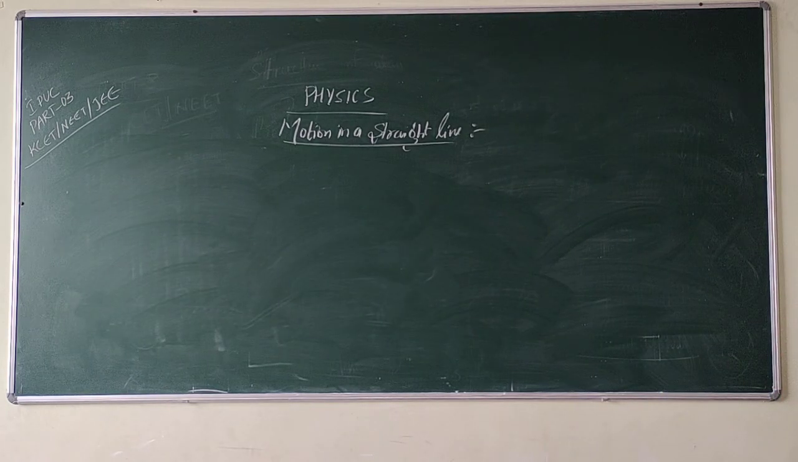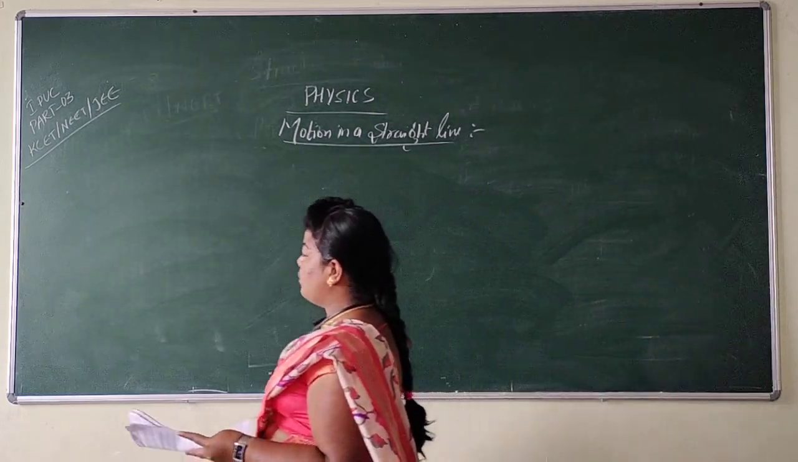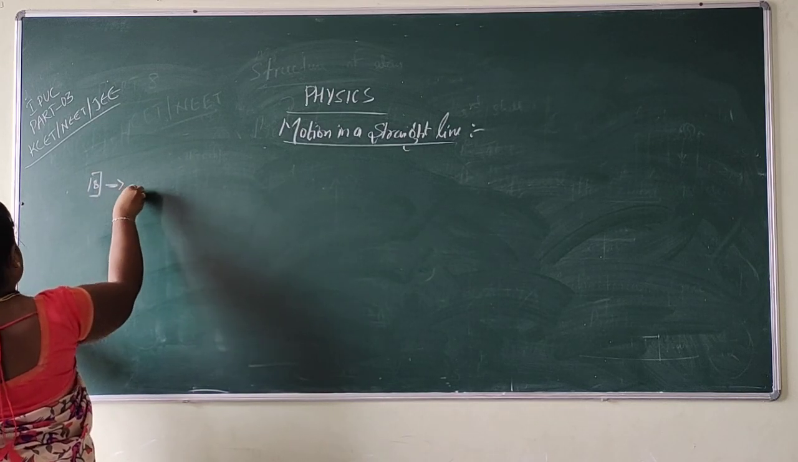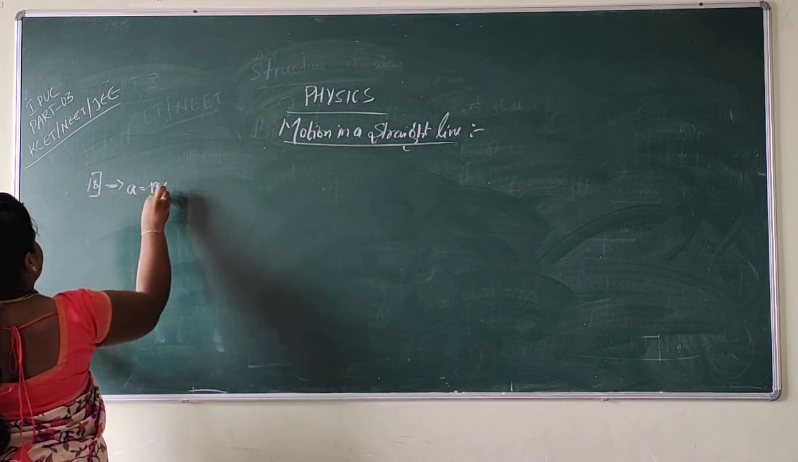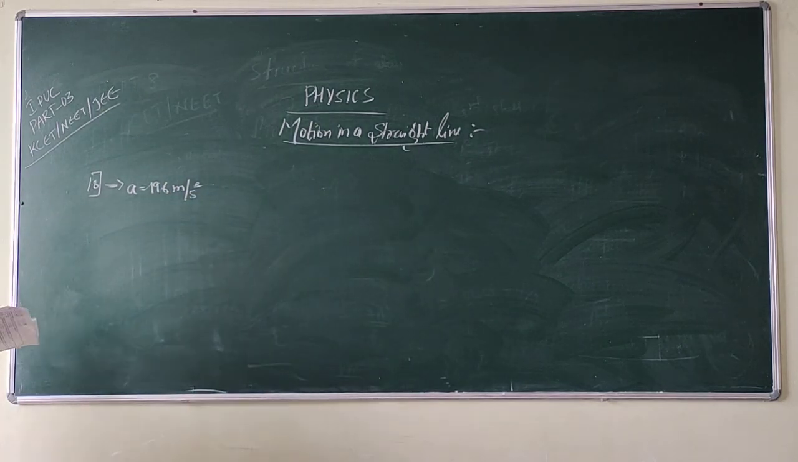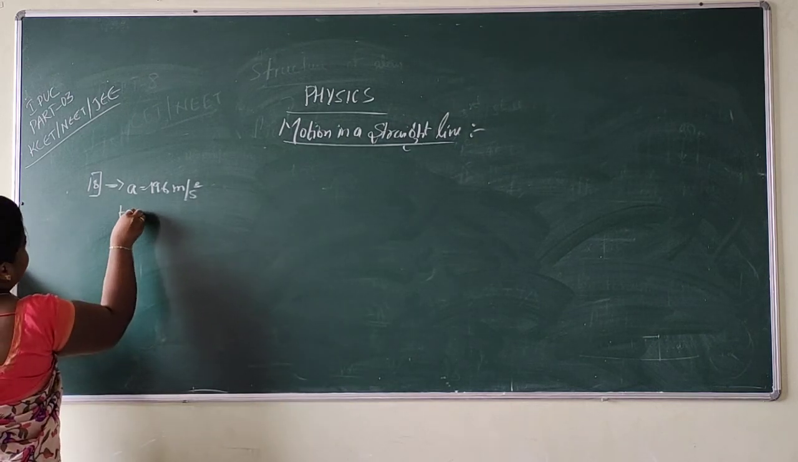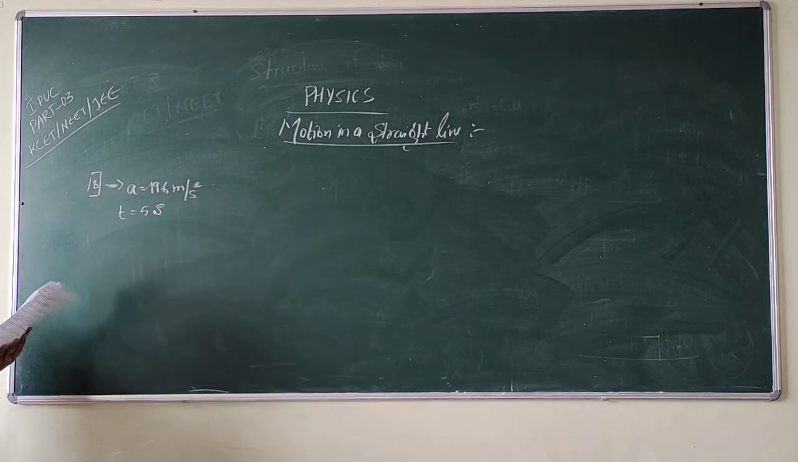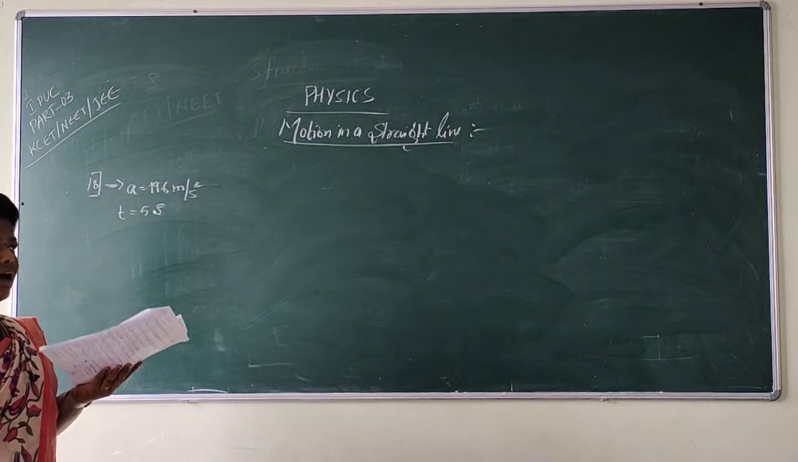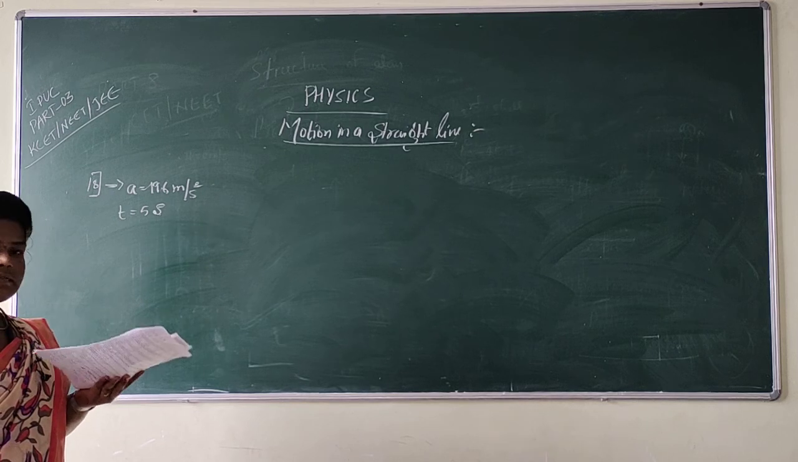A rocket is fired upwards from the earth's surface, such that it creates an acceleration of 19.6 meters per second square. So here the rocket is fired upwards, so that the acceleration created by the rocket is 19.6 meters per second square. First write it down. If after 5 seconds, its engine is switched off. After 5 seconds, here actually the rocket is moving upwards.